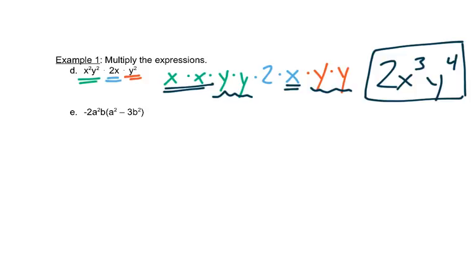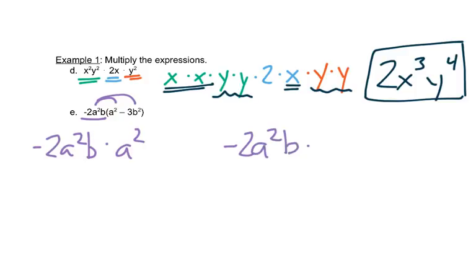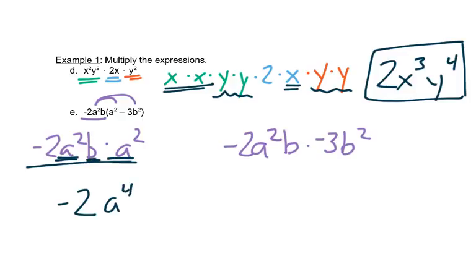Now E looks a little different, but we really want to take this part that's in front and multiply it by both pieces. So let's write that out. We have negative 2a squared b, and we're going to multiply it by a squared. And then we have a negative 2a squared b, and we want to multiply it by a negative 3b squared. So let's look at the first piece. Here there's no other number, so we'd have a negative 2. This means that I have 2 a's and then 2 more a's, so I'd have 4 a's and then 1 b.